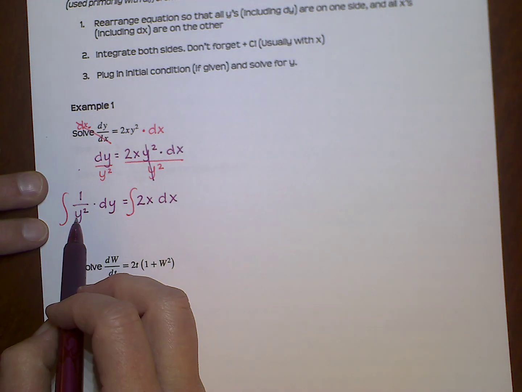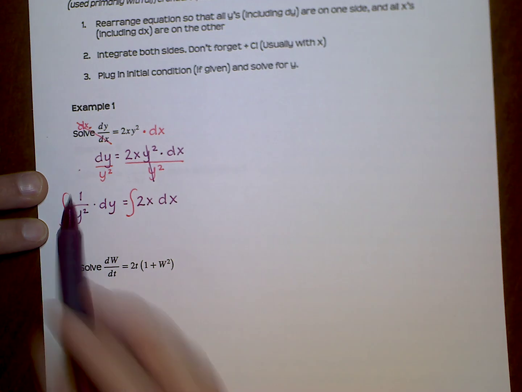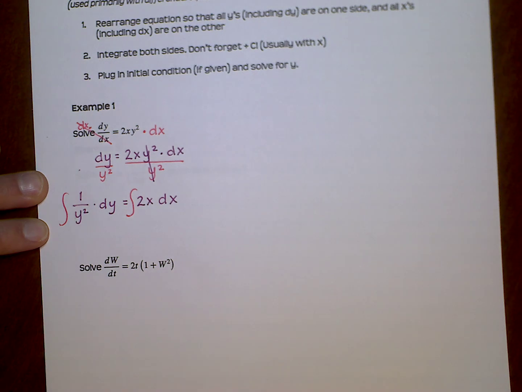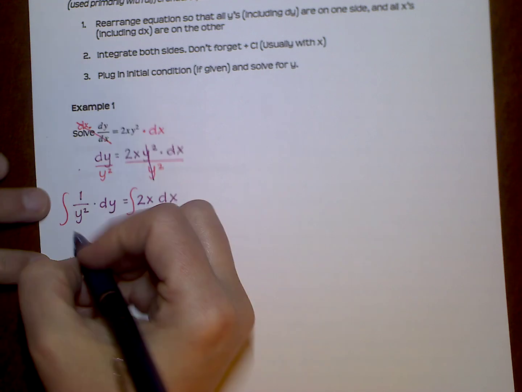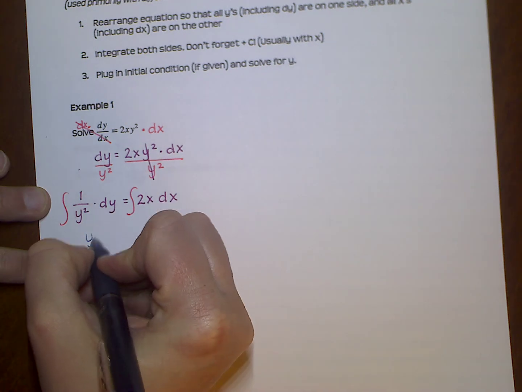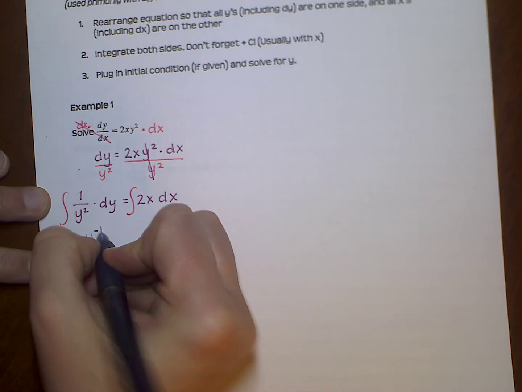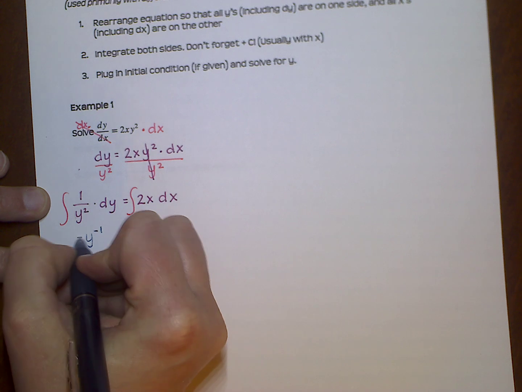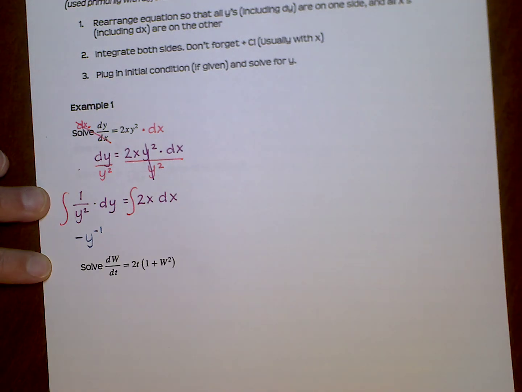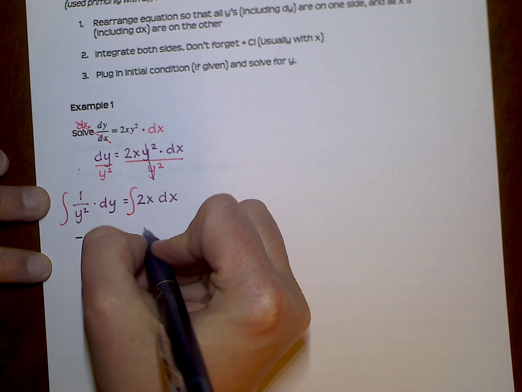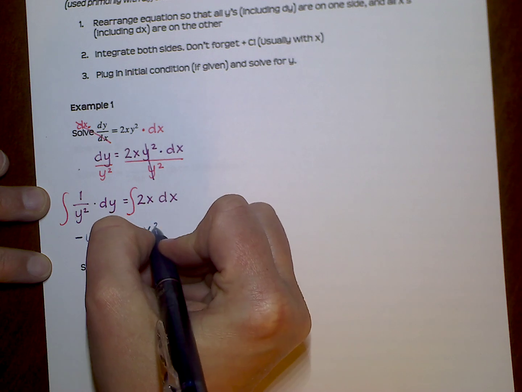So my antiderivative of 1 over y squared, remember I'm thinking about this as y to the negative 2 power. So y to the negative 2 power, I'm going to add 1 and make it a y to the negative 1. So this is going to be y to the negative 1 power, and then divide by that negative 1. So really, I'm going to have a negative in front here. My 2x is going to become an x squared.